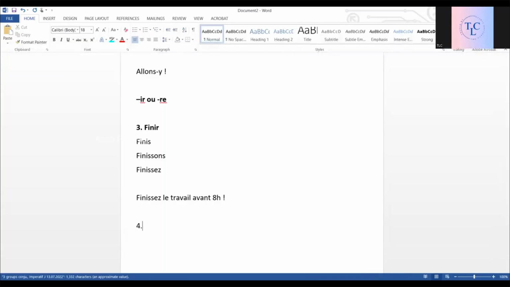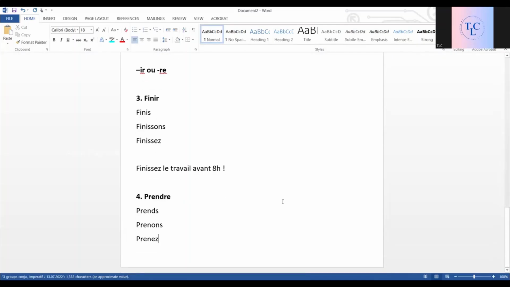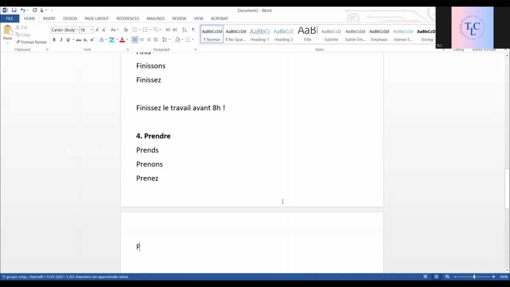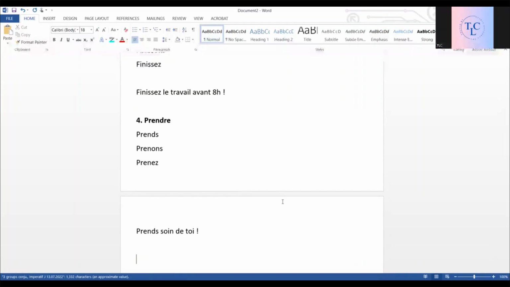In the same way, we can take another verb, prendre, to take. It's also conjugated in present tense, just without the subject. So, prends, prenons, prenez. We don't remove anything here. We can say, prends soin de toi. Take care of yourself. That's how it is. But obviously, there are exceptions here also.